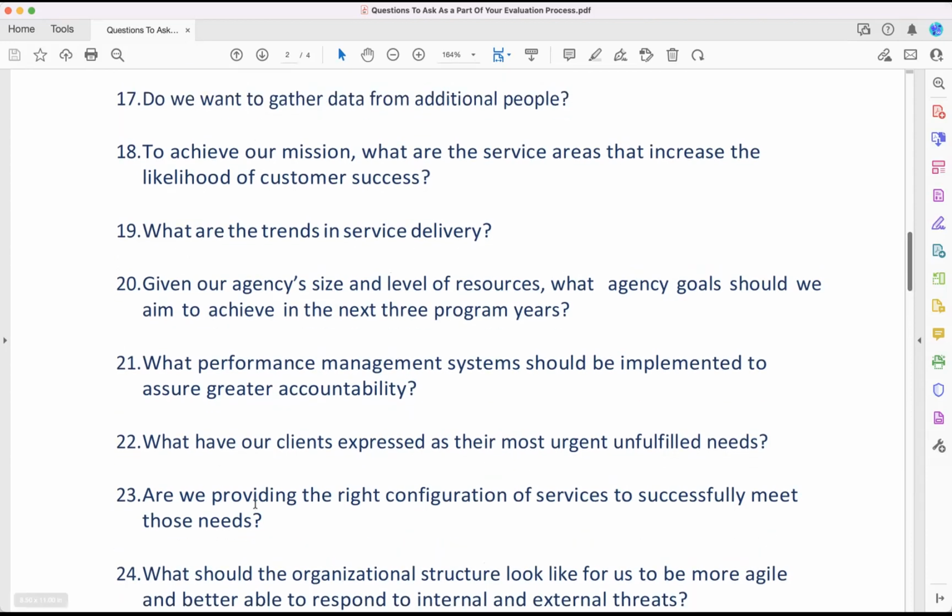And then you want to ask yourself, are we actually fulfilling those needs? So these questions seem repetitive, but they're actually really different, and they are really, really crucial to your work. So not only do you take a moment to ask your program participants what their most urgent unfulfilled needs are, but you also need to ask yourself, are we addressing those needs? Can we address those needs? Are we doing it successfully?